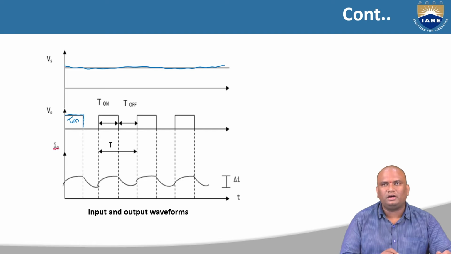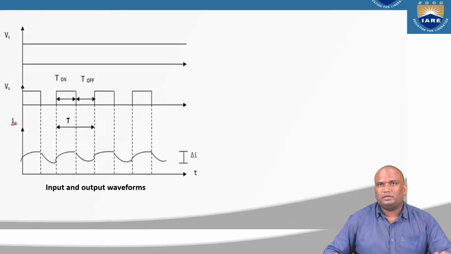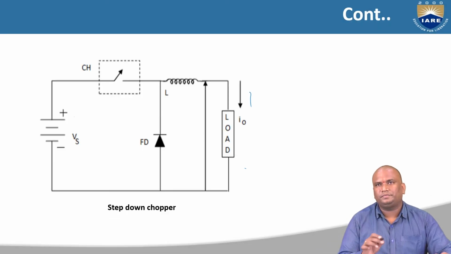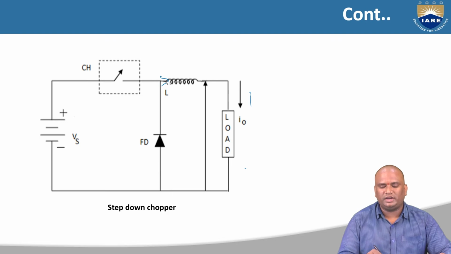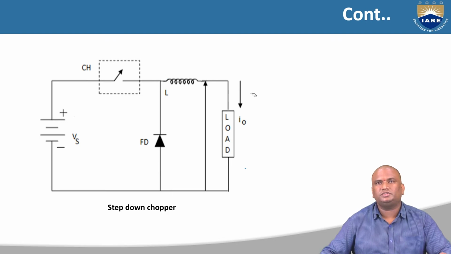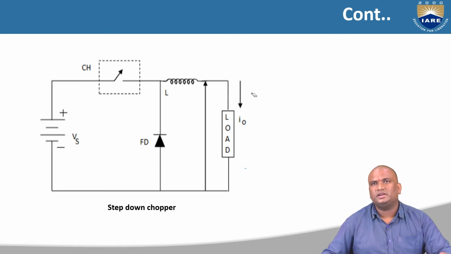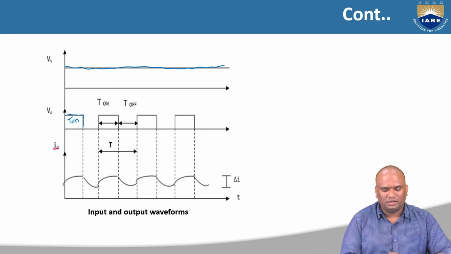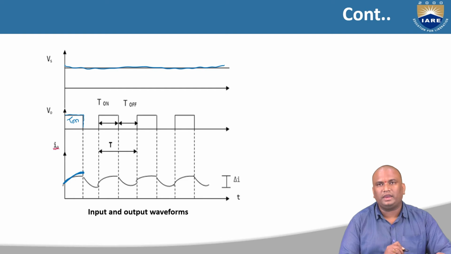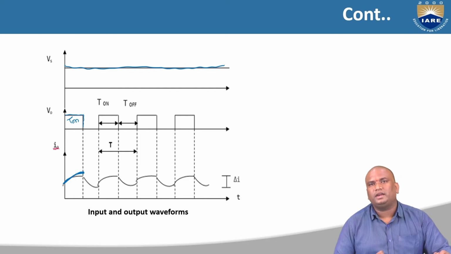Once the chopper is on in the circuit, current is flowing through the inductor. Inductor is going to charge its energy. So the inductor is going to charge. Once the inductor is charging, the output current is increasing. It is under charging mode.